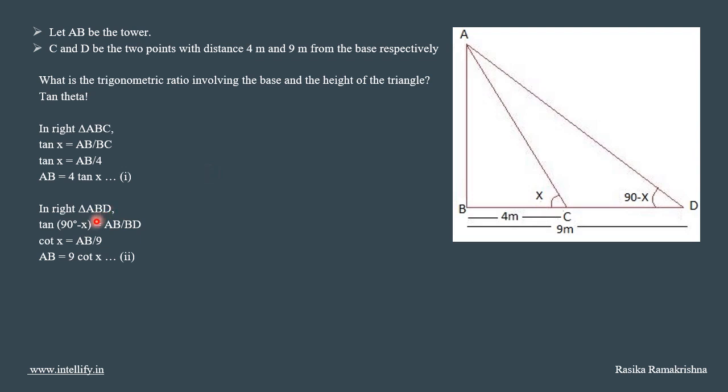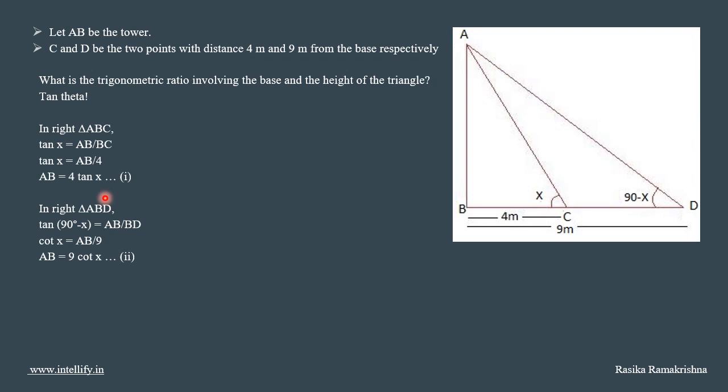So now let's look at right triangle ABD. Here we have tan of 90 minus x to be equal to AB by BD, right? Again, opposite by adjacent. But here what happens is, we know that tan of 90 minus x is nothing but cot x. Therefore, we have cot x to be equal to AB by 9, or AB equal to 9 times cot x. So this we call equation 2.